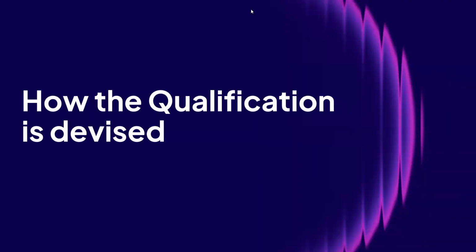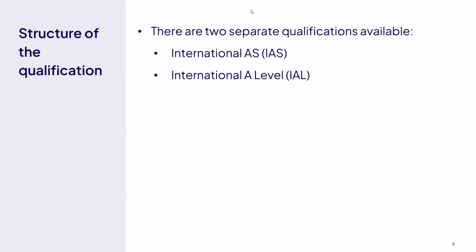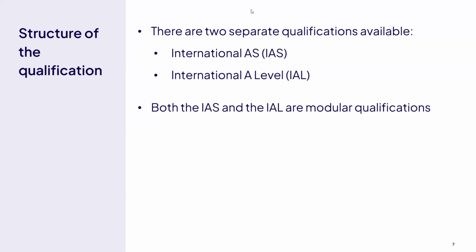So how is this particular qualification devised? There are two separate qualifications available. One is the International AS, IAS. The other is the International A-level, IAL. Both the IAS and the IAL are modular qualifications.